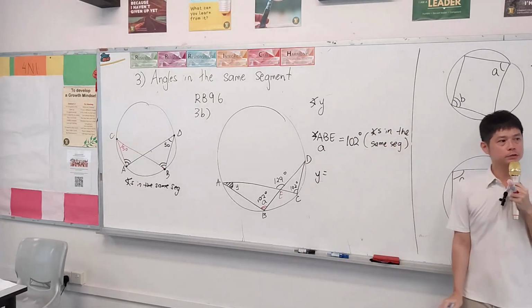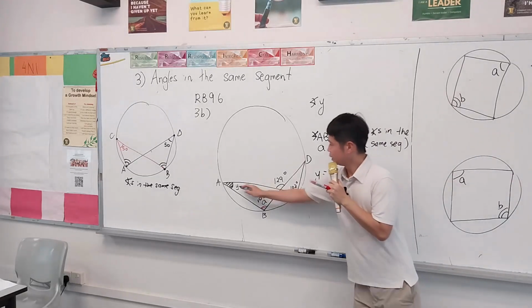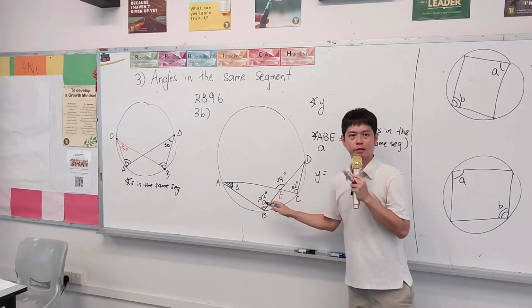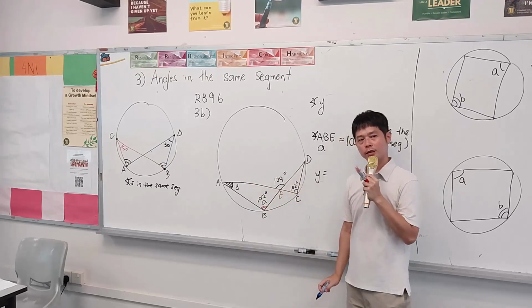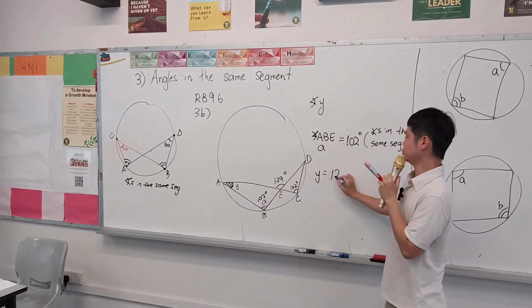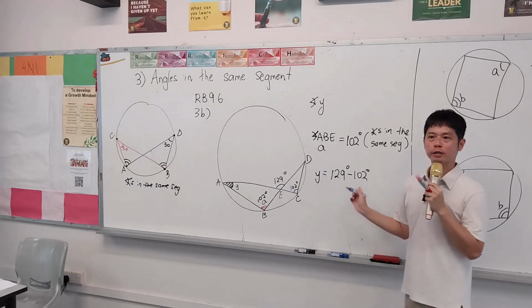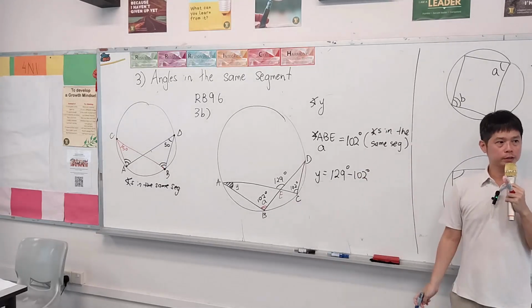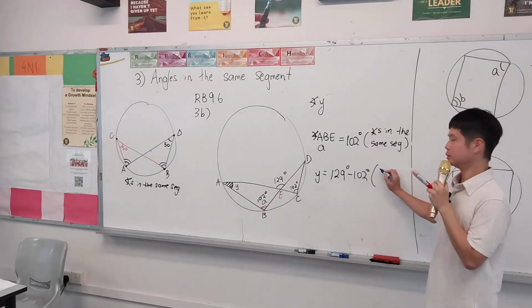What do you think is the answer? These two angles add up to how much? These two angles add up to 129. So in order to find Y, I just use 129 minus 102. Who cannot understand, raise your hand. I do it another way. So what's the reason?